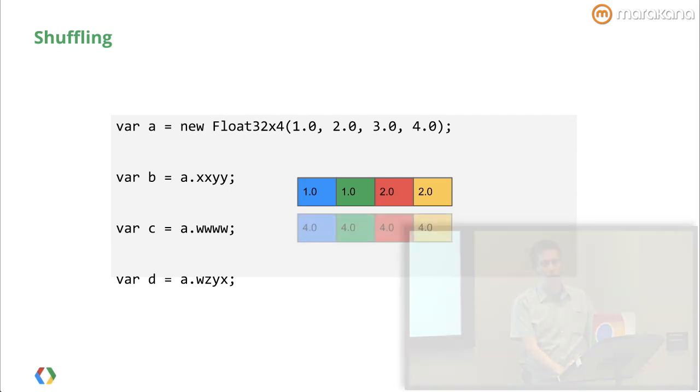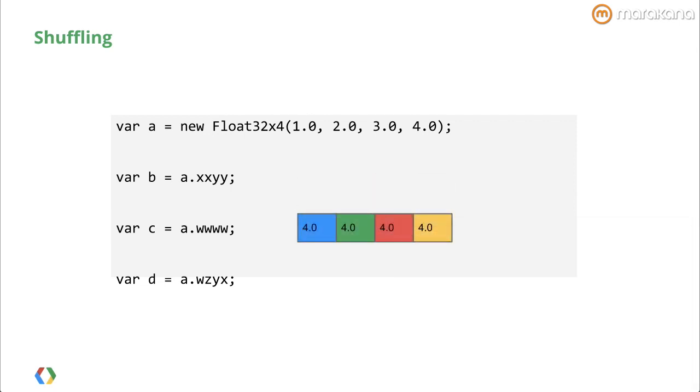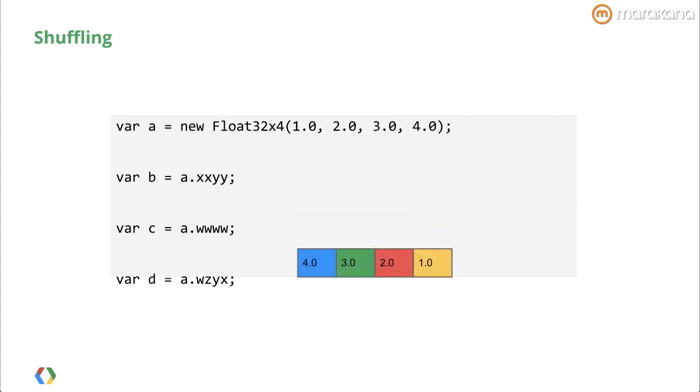And then we could do www, and it just takes the 4, 4, 4, 4, or we could reverse the order of the entries in a SIMD register like this. So these are composable primitive operations that you will use to build larger real-world applications from.